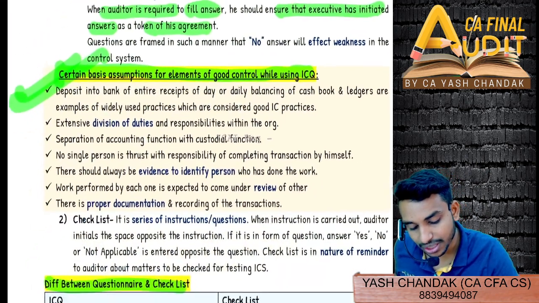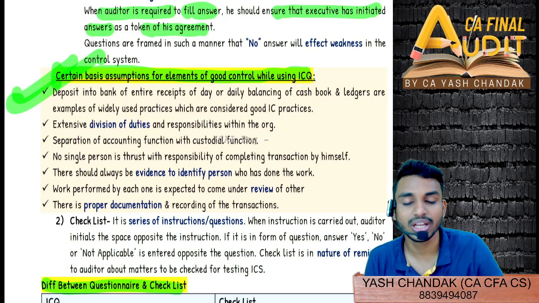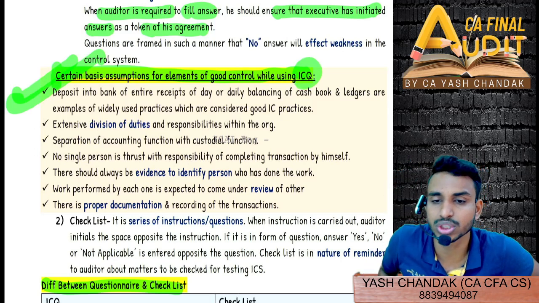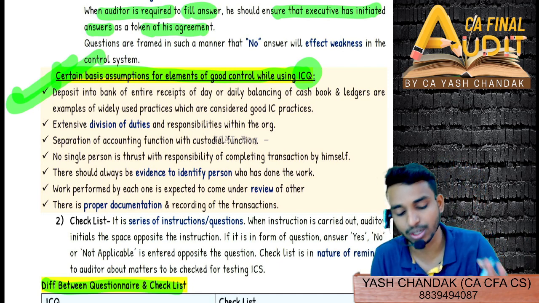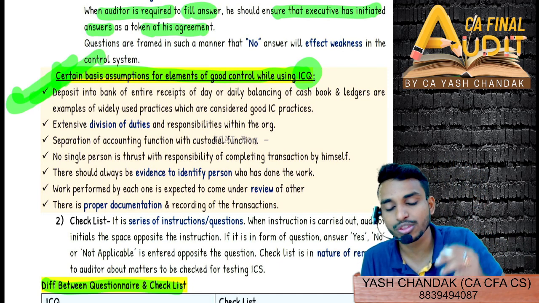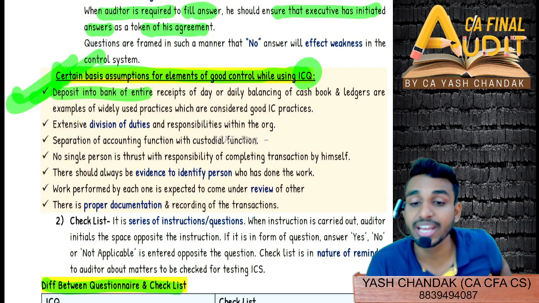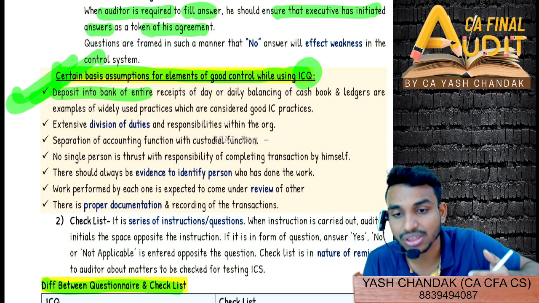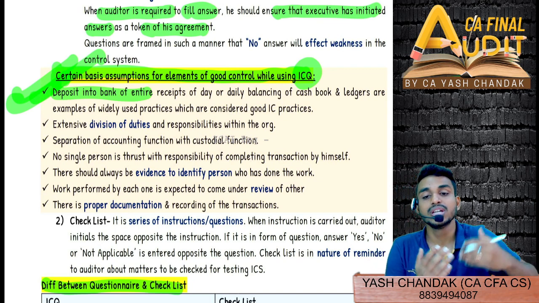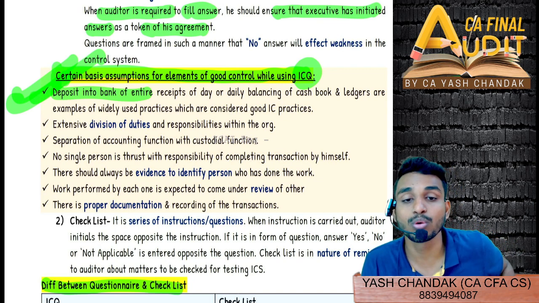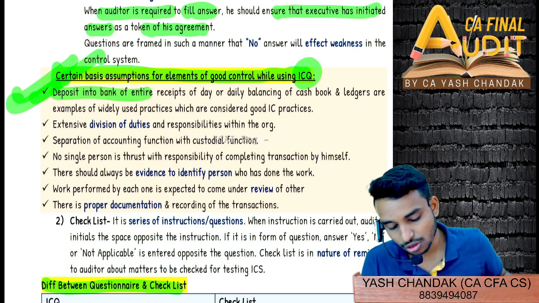And then you have certain basic assumptions for good internal control elements when you are using what? ICQ. Whenever you use the internal control questionnaire, you assume that good internal controls will be there. So generally you assume that whatever cash you receive during the day, you deposit it that day only, or at regular intervals, weekly, fortnightly, or monthly. So whatever cash you receive has to be deposited regularly in the bank account.